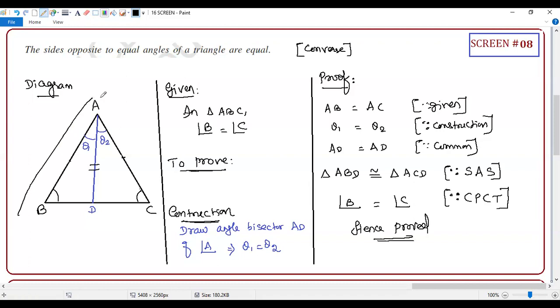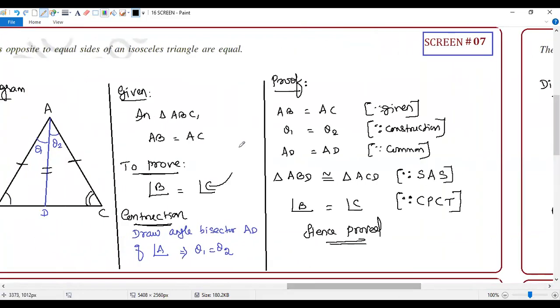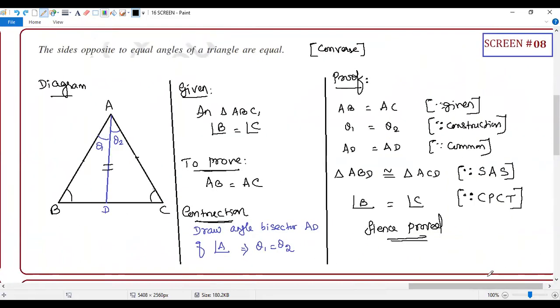And what I need to prove? Sides opposite to the equal angles are equal. So I have to say that AB equal to AC. Are you clear? Here you can see it as the converse, right? Yes. Are you finding the converse? Yes or no? Yes, sir.